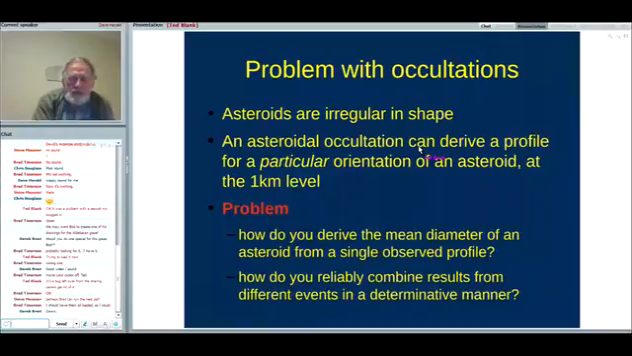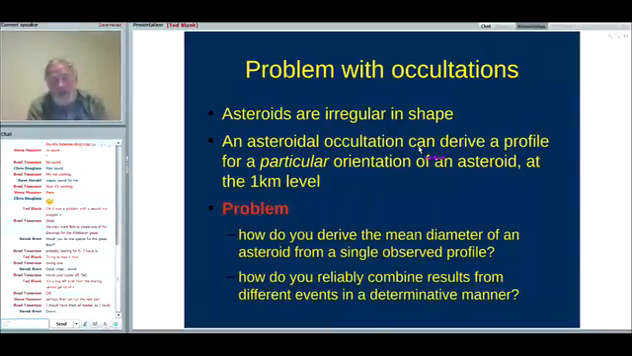The fundamental problem that we have is, how do you derive the mean diameter of an asteroid from a single observed profile? You've got no knowledge about what the shape of the asteroid is. So you see a profile, you can measure that profile, but how does that measured profile relate to the overall size of the asteroid?